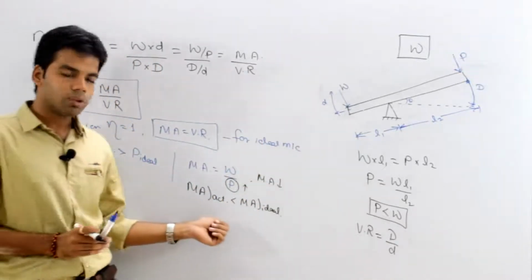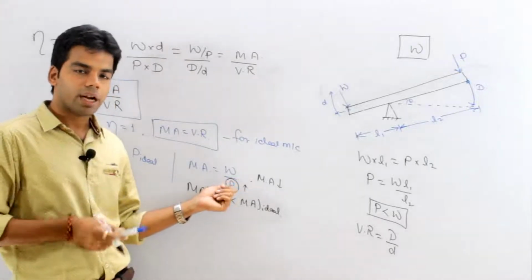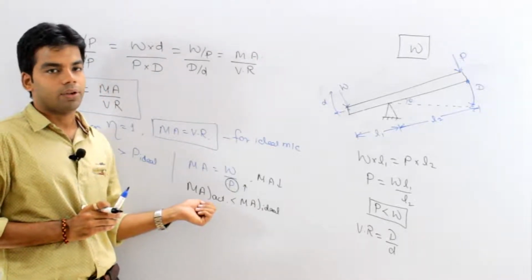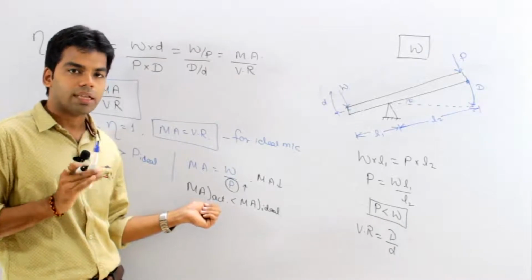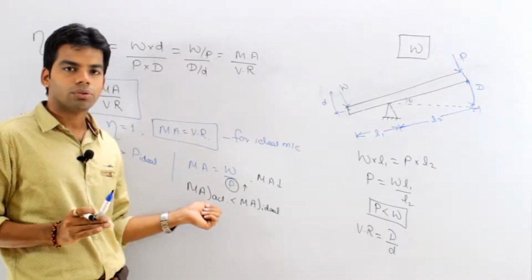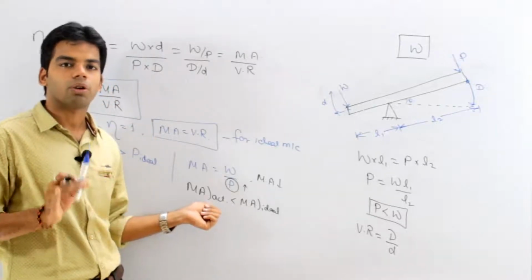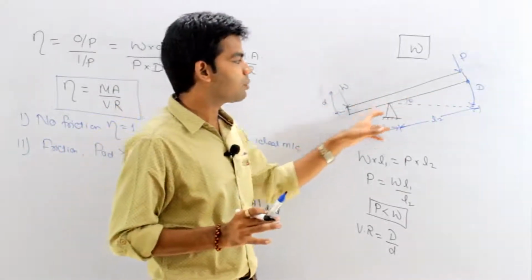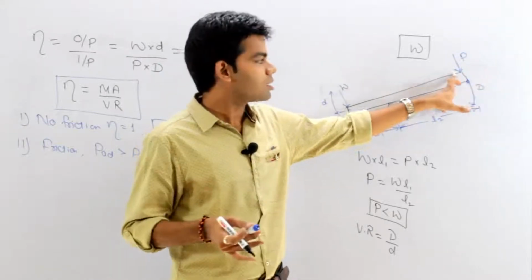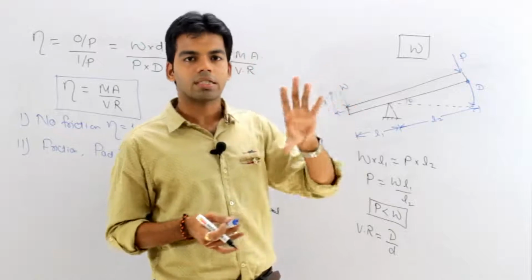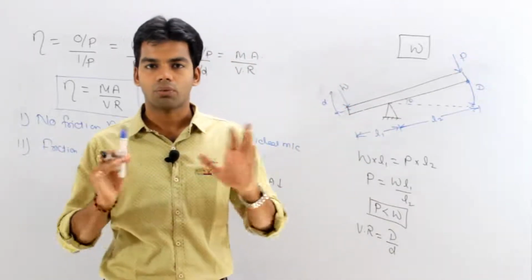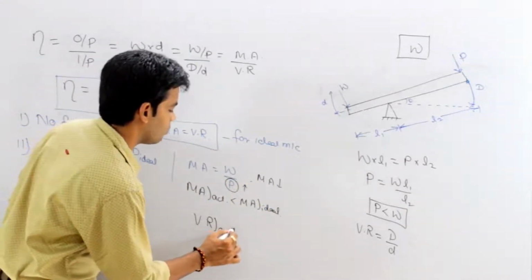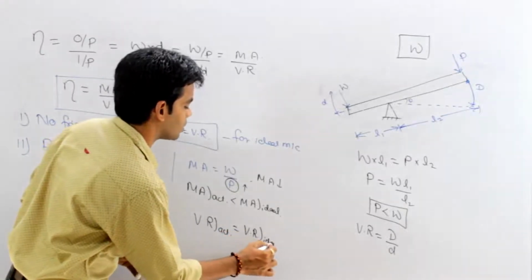Getting this point or not? Because the actual effort required is more than that of the ideal effort, therefore, actual mechanical advantage will be less than that of the ideal mechanical advantage. Okay. Now, what will happen to the velocity ratio? Will there be any effect of friction on velocity ratio? No, there won't be any effect, because velocity ratio is just depending upon the geometry. Velocity ratio is the distance travelled by P to the distance travelled by W. So, this is just depending upon the geometry of the machine, and that will not be affected by friction. That means velocity ratio of the actual machine will be equal to velocity ratio of the ideal machine.